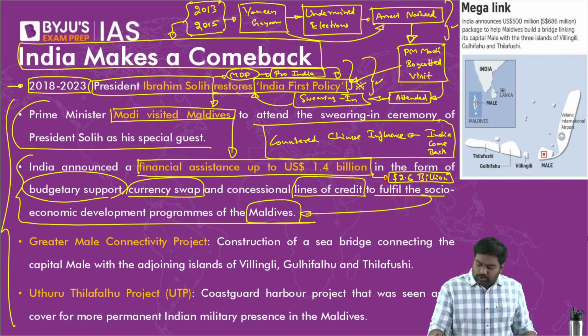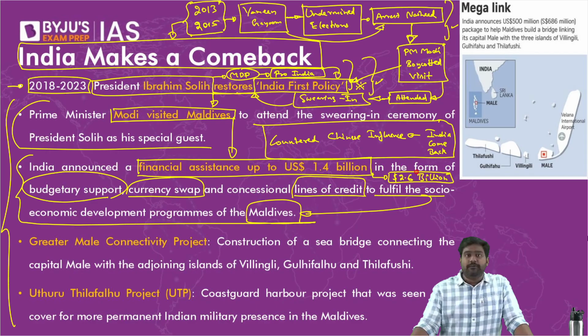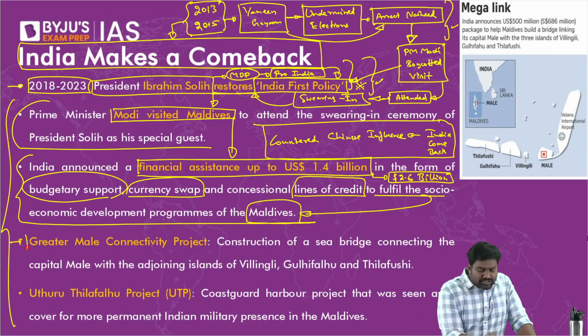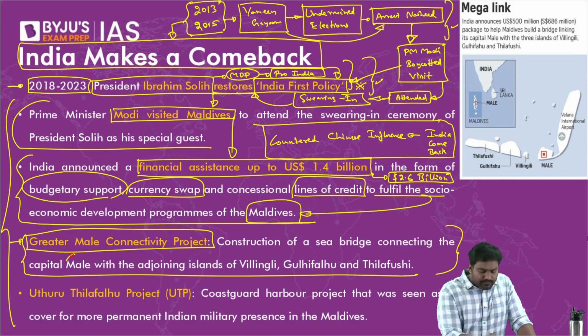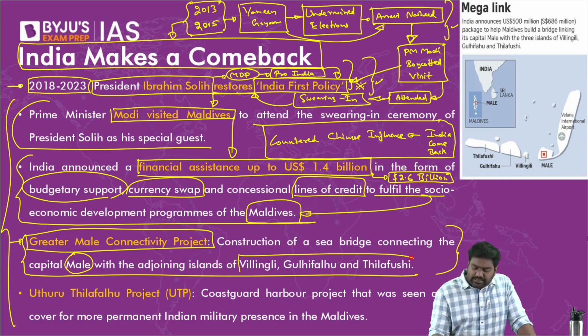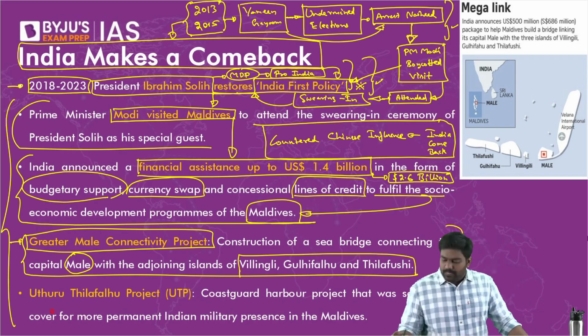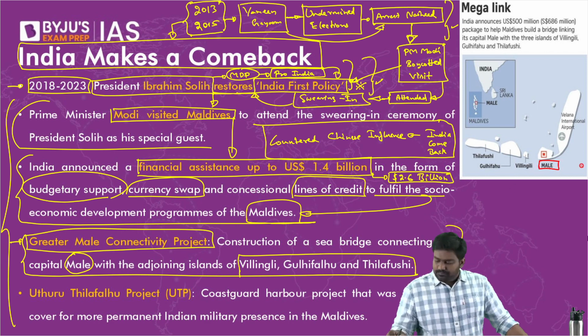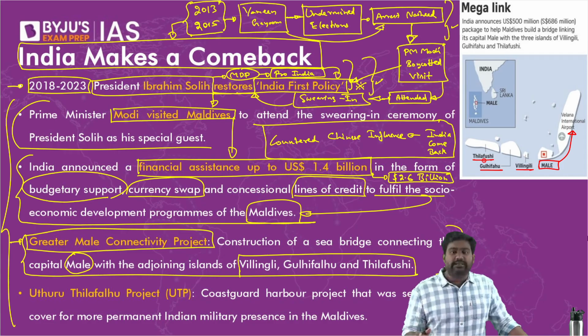India has given a total of $2.6 billion in the last 5 years because we got a friendly leader and a friendly government. We launched the Greater Malé Connectivity Project to interconnect the capital with the nearby islands of Vilingili, Gulifalu, and Tilafushi. You can see here in the map, this is Malé, the capital. You can see the international airport. Right next to the capital, you have Vilingili, Gulifalu, Tilafushi. The problem here is lack of connectivity. The only way you can connect is through ferry, that is boats and seaplanes.